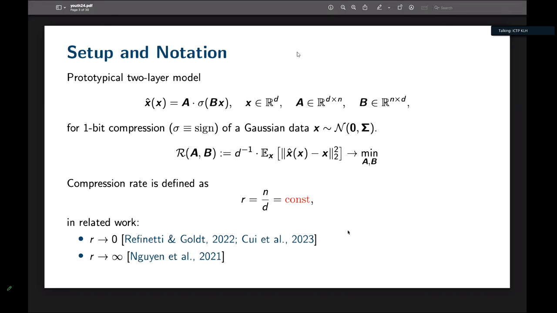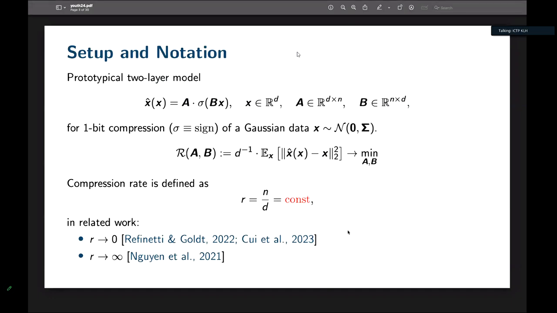Now, with respect to the objective with respect to which we seek optimal parameters A and B, we look at the population risk. So there will be no remarks about generalization error for such a model because we directly look at the population risk. And it's very important that we look at a fixed compression rate. Compression rate means that you look at the dimension of your hidden representation and divide it by the dimension of the input, and this ratio is fixed, although we allow N and D to grow large.